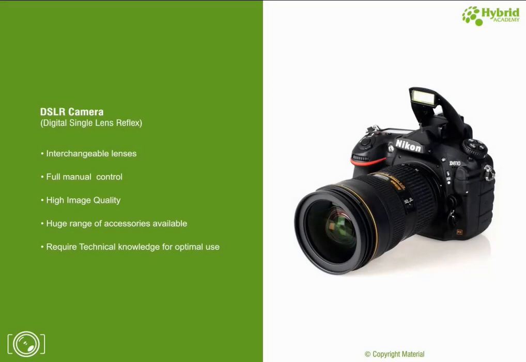Here comes the hero. This is the most popular one, DSLR, Digital Single Lens Reflex Camera. This camera has the option to change the lens as per your requirement. It gives you full manual functions to control each and every aspect or ingredient of your photograph recipe. It delivers a very high quality image and a lot of additional accessories can be attached with this camera. This camera requires a bit of technical knowledge for optimal use, and we will learn all this technical knowledge in our course of Learn Photography.